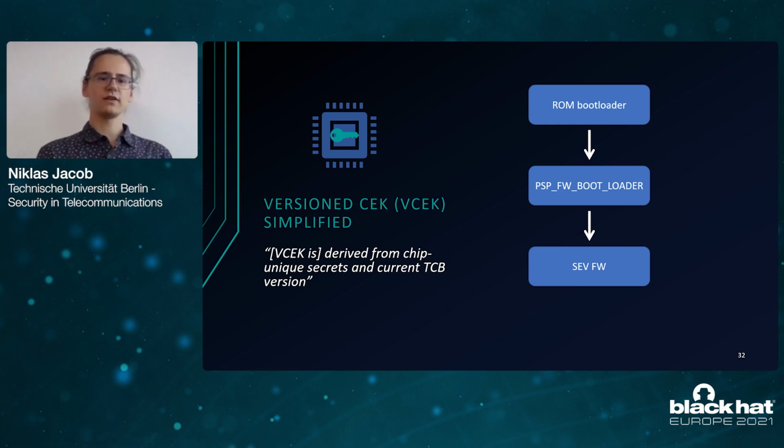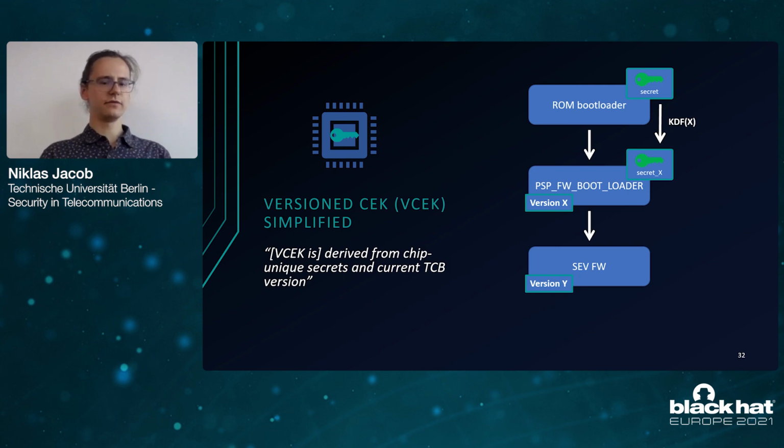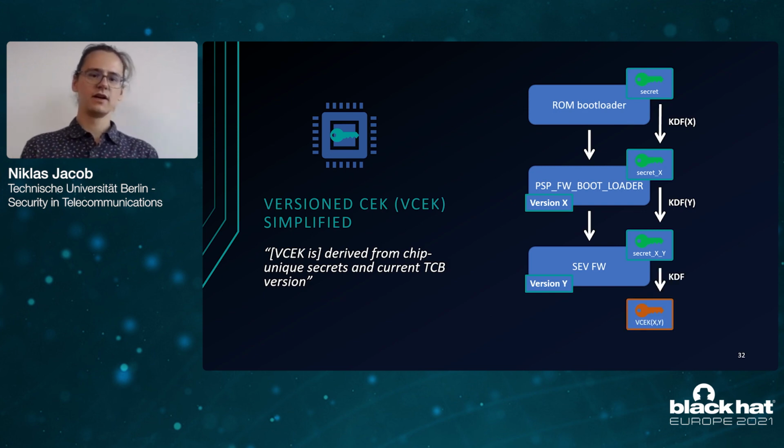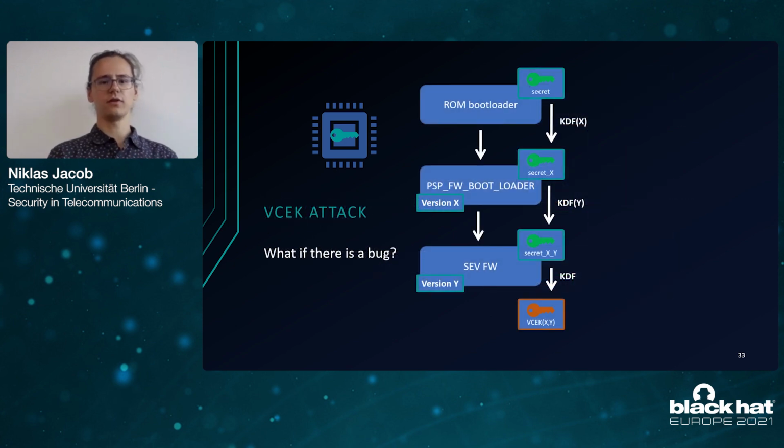First of all, the ROM bootloader executes, loads the PSP FW bootloader, and this PSP FW bootloader executes the SEV application. The ROM bootloader has access to a secret, and all of the next firmware components have versions. The ROM bootloader uses the version of the PSP FW bootloader to generate a different secret, which is now tied to the version of the second stage bootloader. The second stage bootloader will do the same for the SEV application, will encode the version of the SEV application into the secret and only pass that secret on to the SEV application, which can then use the secret to generate a versioned chip endorsement key, which is now tied to both firmware versions.